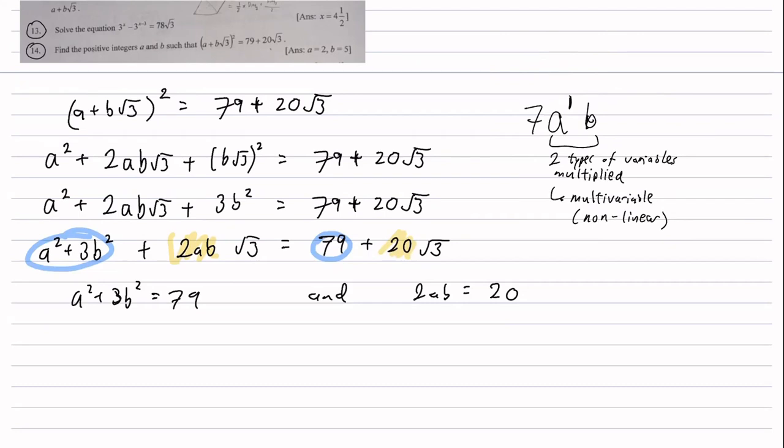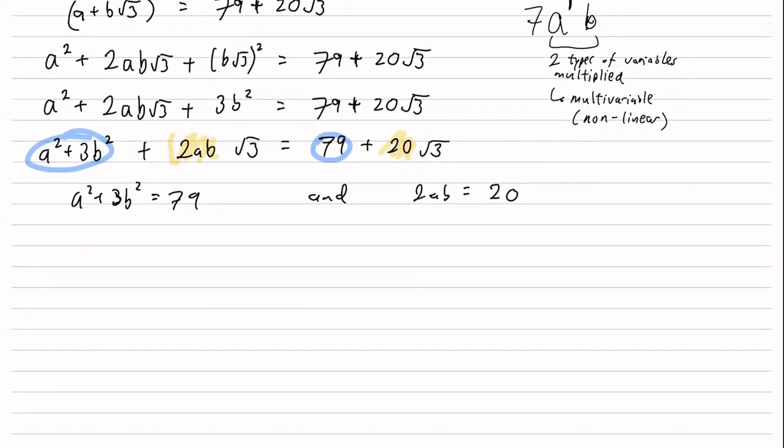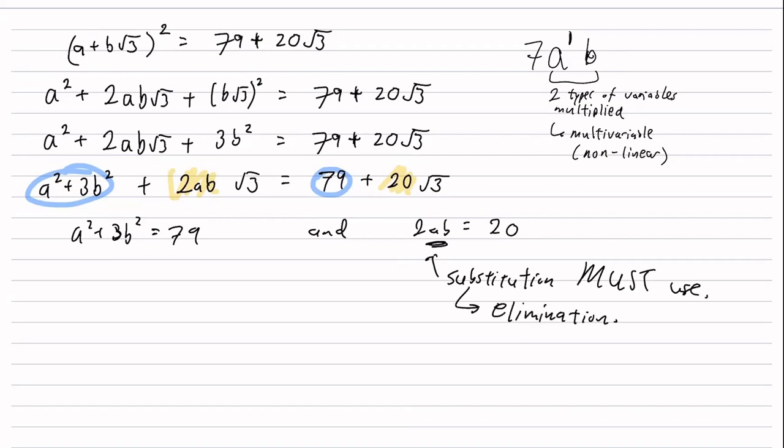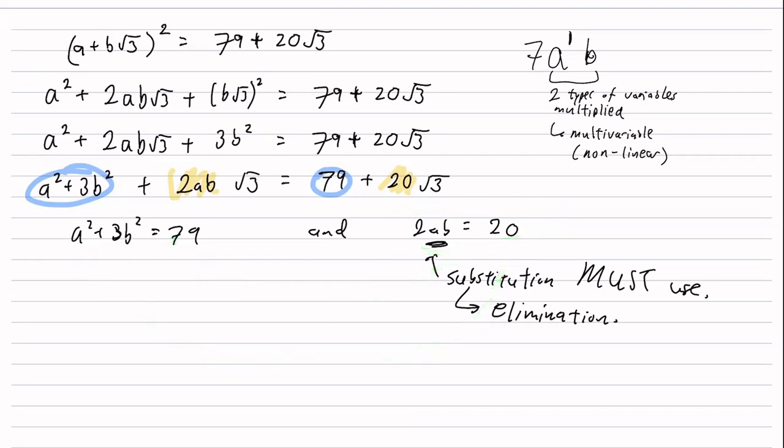No, the calculator cannot handle it. Yes, you have to do it manually, and it requires substitution. You cannot use elimination. Substitution is required, must use. Elimination only on a case by case basis. Quite challenging. So here the trick is to make A the subject, then you sub in, or you make B the subject, then you sub in. Then solve the equation. Can I leave that to you?